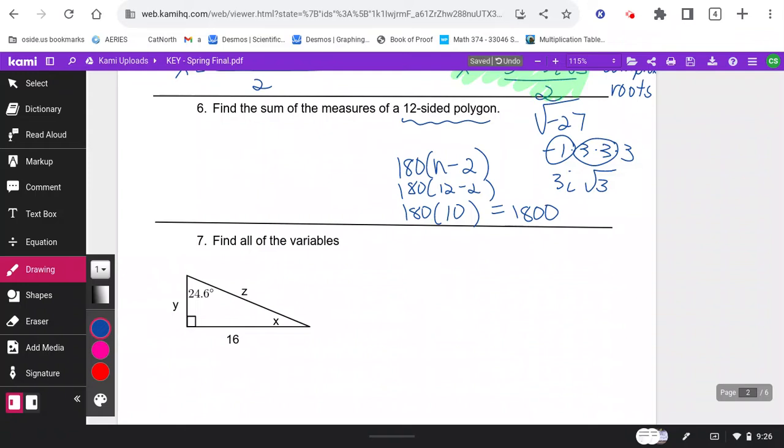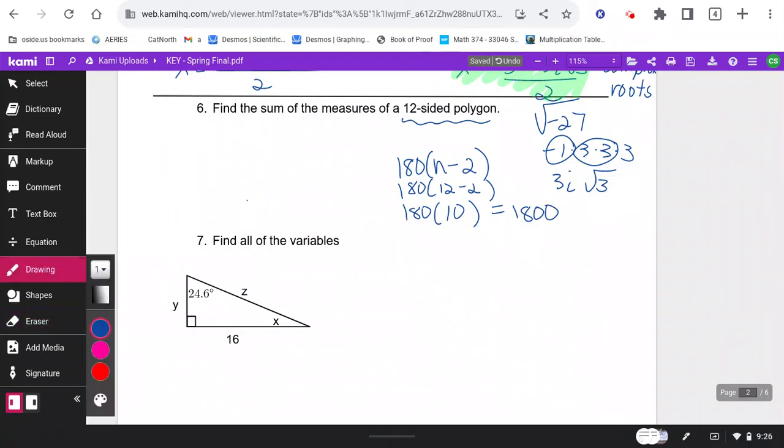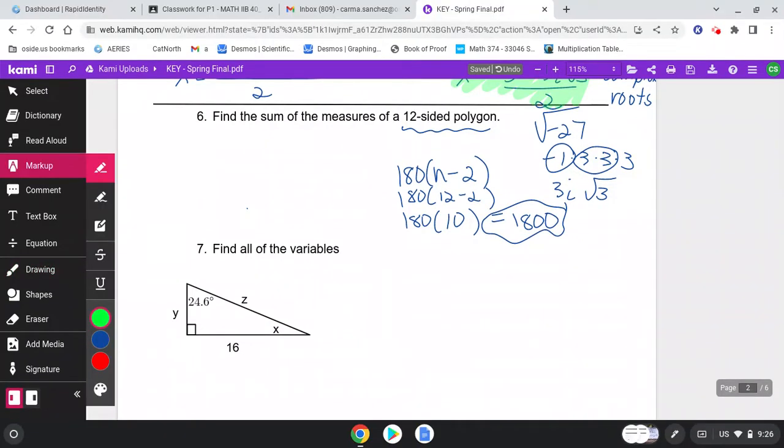If on the final exam, we give you a picture of a 12-sided polygon, and then inside here is all these different numbers, you add all those up and make it equal to 1800. Does that make sense? So make sure you've practiced at least one of those before your final, and you remember how to get what it's equal to with this little formula.